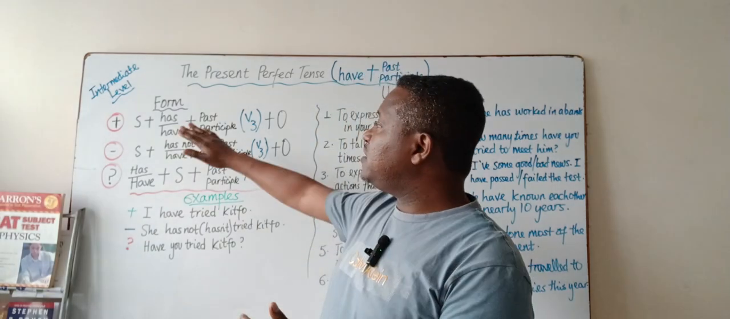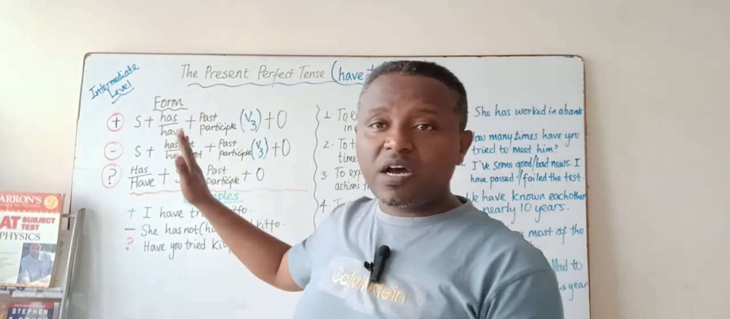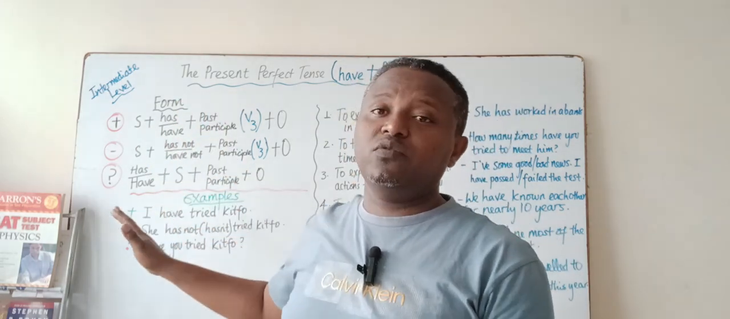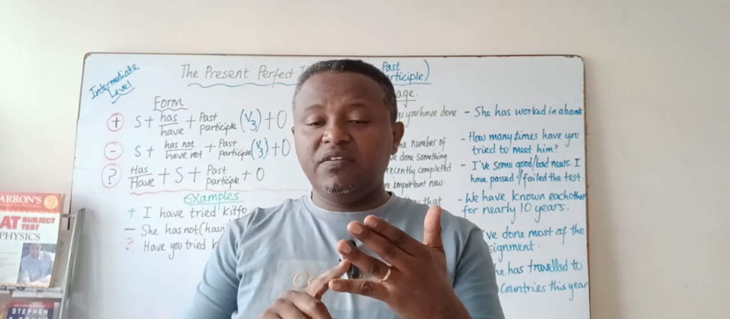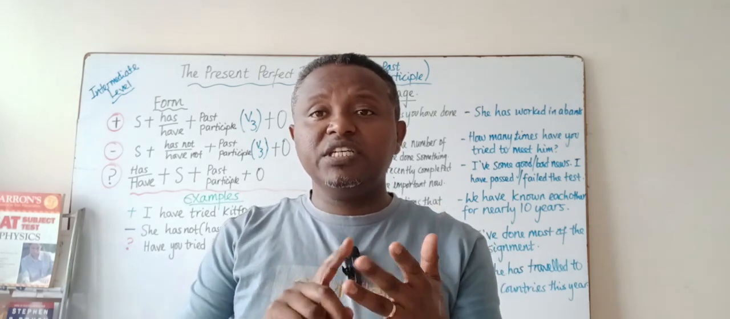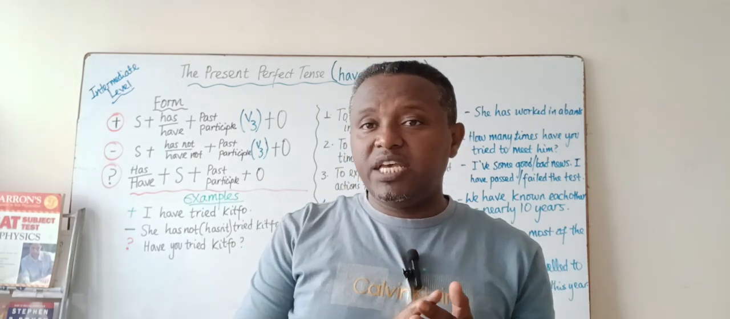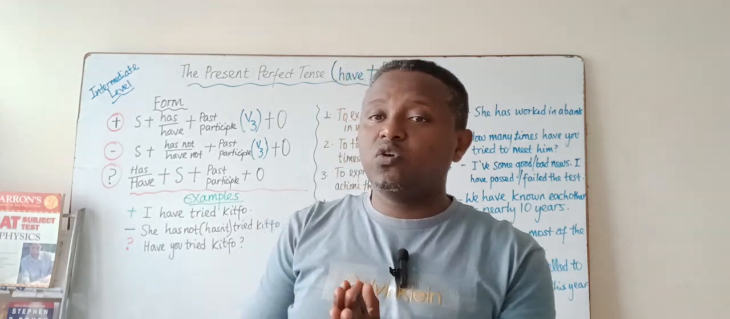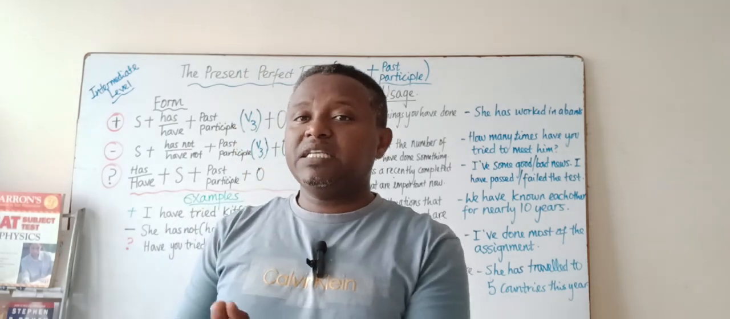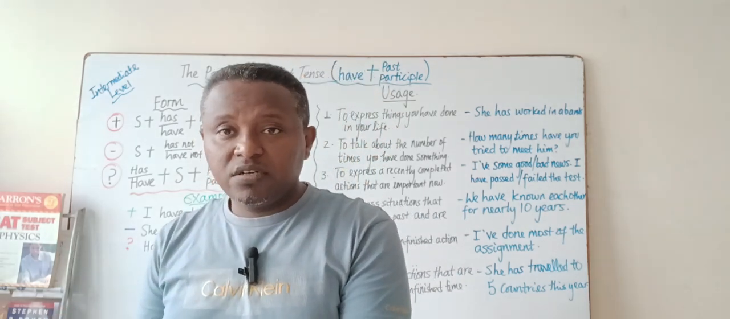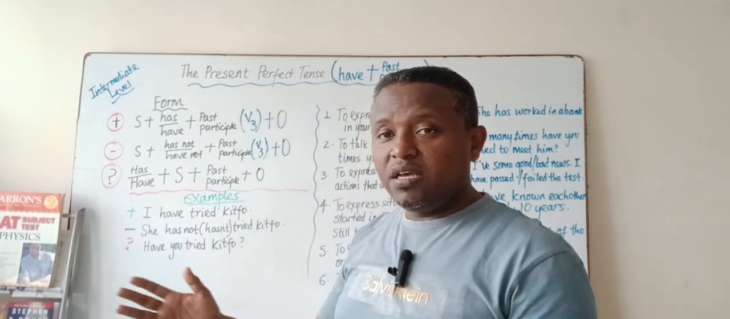So in the positive statement we use subject plus has or have plus past participle form of the verb plus object. If the subject is he, she, it, we use has. If it is I, we use have. So: I have eaten my lunch, she has eaten her lunch. All right, so he, she, it, has; I, we, you, they, have.